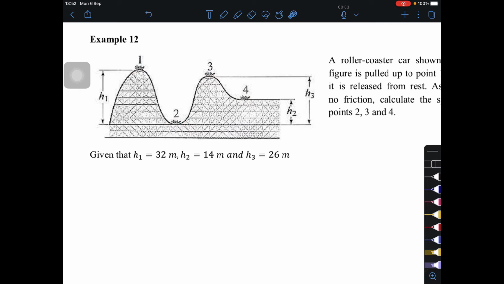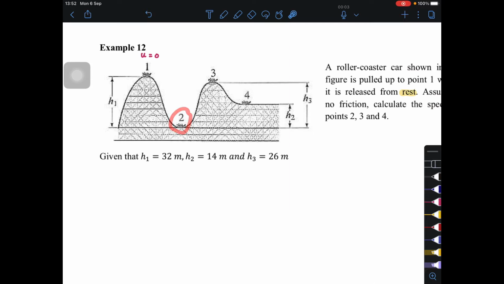Okay, so initially the car is here at point 1, where it is released from rest. It is released from rest, meaning that the velocity at point 1 is equal to 0. And then as it is released, it will go through points 2, 3, and 4, where it will have different energy involved. So we want to find the speed at point 2, point 3, and point 4. So 3 speeds we need to calculate.